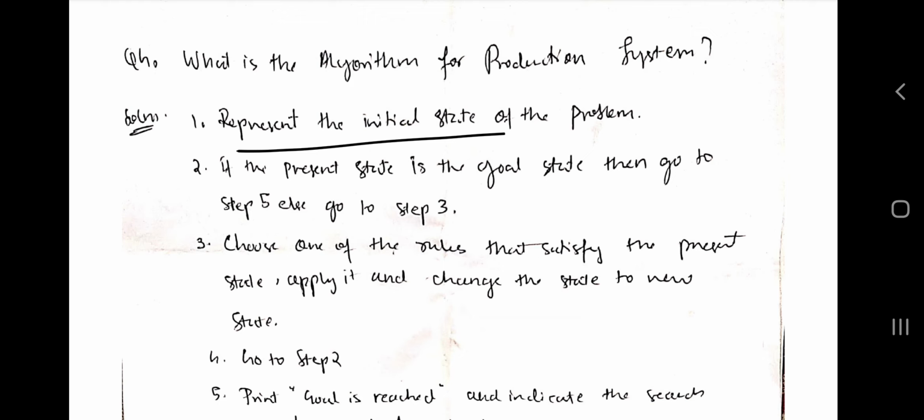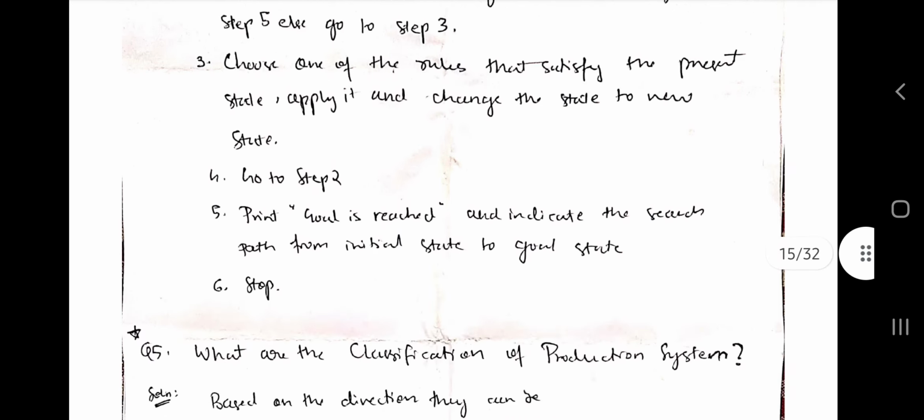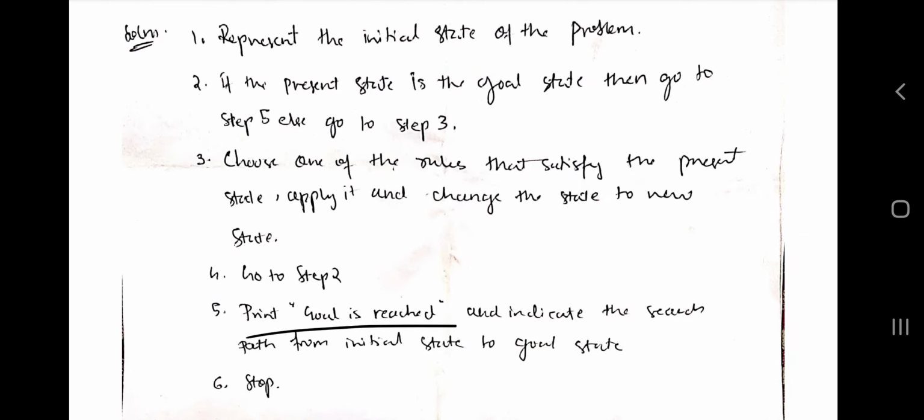Represent the initial state. If the present state is the goal state, then obviously you are already in the goal state and need not do anything further. Otherwise, choose any rule that satisfies the present state, apply it, and change the state to the next state. Then repeat until you reach the goal state. You will get the marks if you write it stepwise, so make sure you write it in an organized manner.